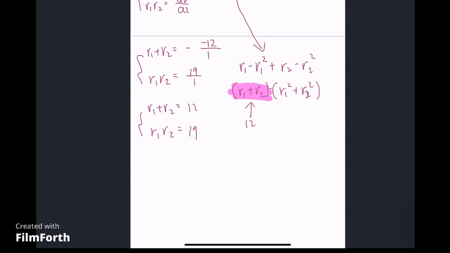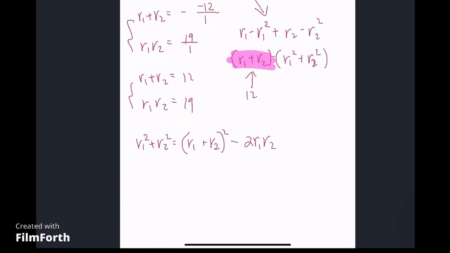After the first part, for the second part, I was thinking maybe square the R1 plus R2, so that would be R1 squared plus 2R1R2 plus R2 squared. And then you subtract 2 of the R1R2 that we got from the second equation. That's a really good idea, and we can find the value of this, because we have the value of R1 plus R2 and the value of R1 times R2. So we just substitute this in. It should be 12 squared minus 2 times 19.